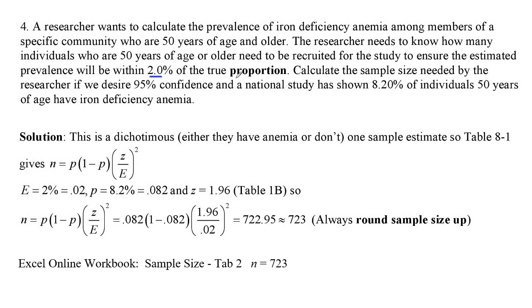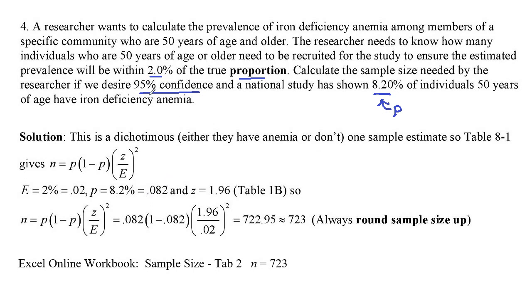Of the true proportion. So this is a proportion test, and it calculates the sample size needed by the researcher if we desire 95% confidence, and the national study shows 8.2% of individuals 50 years of age have iron deficiency anemia. So that 8.2%, that is our P, our proportion in the population, so 8.2%, 0.082.